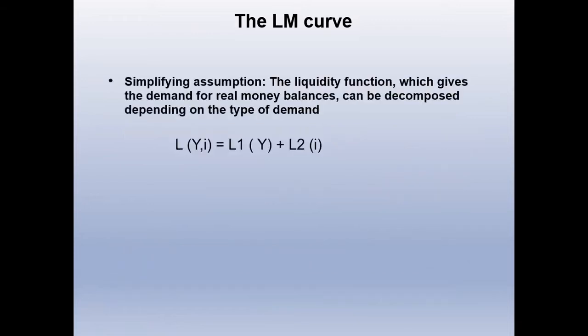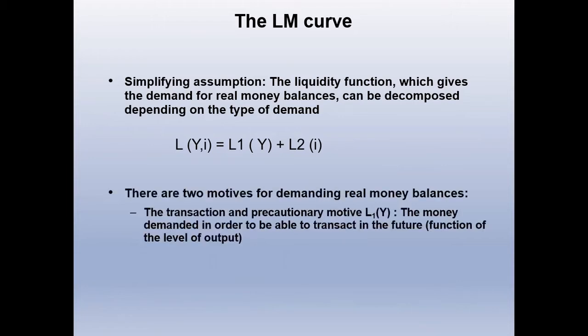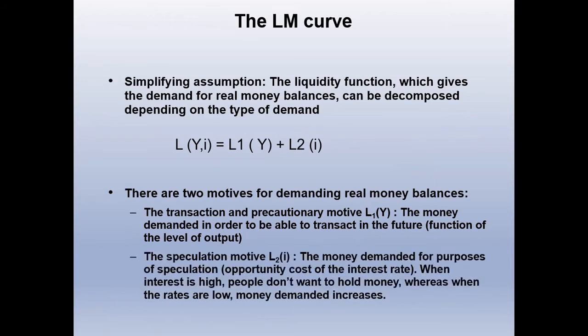So what we can do by using this is simplify and look at the demand for money, and how the demand for money is going to affect me. We know from the previous lecture that the transaction and precautionary motives are the main reasons for the demand for money. If I have a speculation motive, I will invest in the future, and this will affect the interest rate.